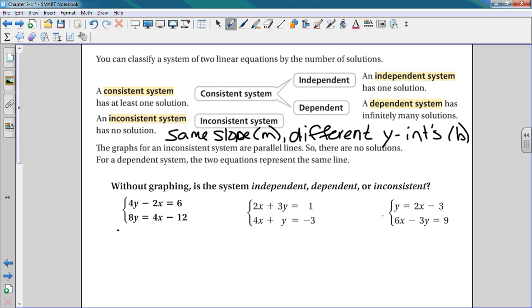Or the b's are different. Different y-intercepts are different b's. For dependent systems, the two equations represent the same line, meaning it's the same equation. Okay? And you're going to see that when we do these three examples. We're going to get all three of them so you can see what all three of them look like.